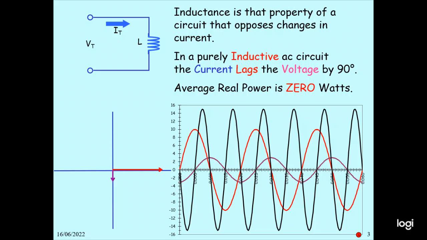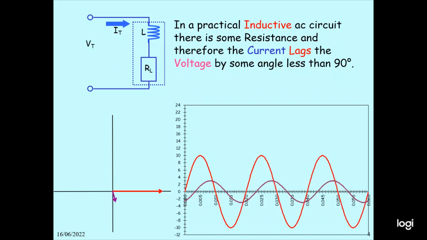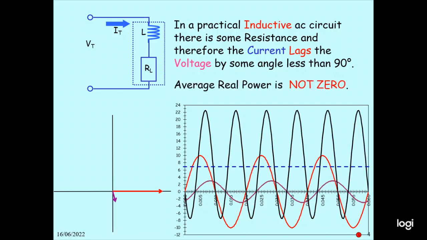And in a practical inductive circuit, there is some resistor, therefore current lags the voltage by an angle less than 90 degrees. Here is the voltage, this one horizontal, voltage, this one is current. When voltage is applied, current happens like this. So this will be the lag. Then this will be the power. Average real power is not 0. So this is real power is not 0.